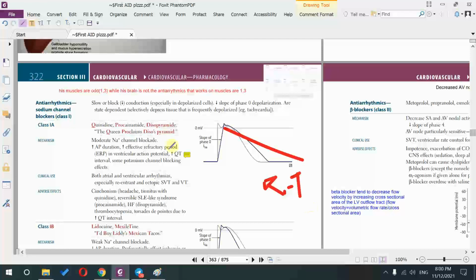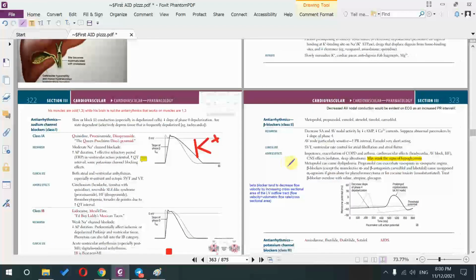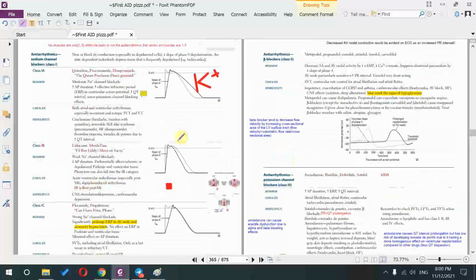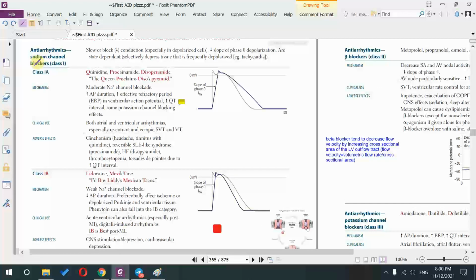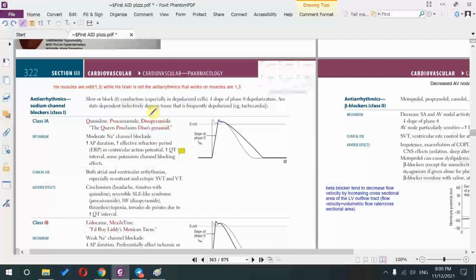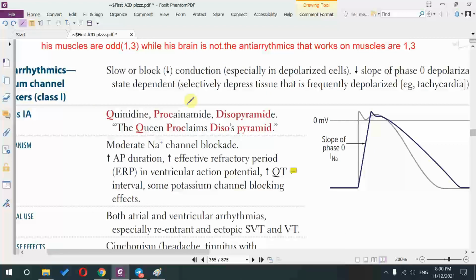Yeah? So that's why we say, and why is it making it longer? Because of the potassium channel inhibition. You are like, no, wait a sec, you are messing up, this guy is too cool, he does not lead to function on the potassium channels. Well, he does. That's why we have a QT prolongation. So for class 1A, be careful, they are different from each other. Class 1A includes quinidine, procainamide, and disopyramide.